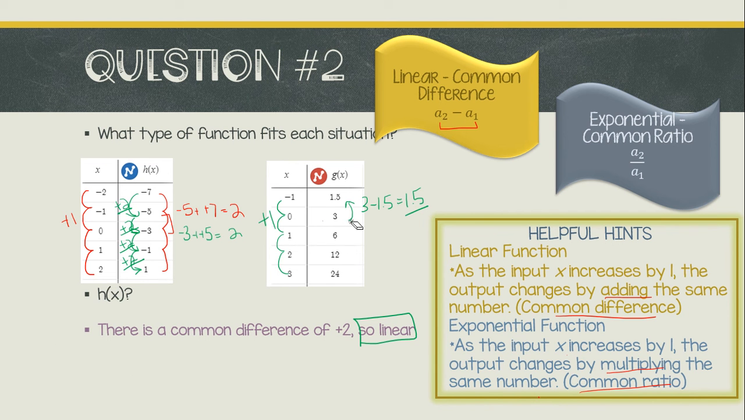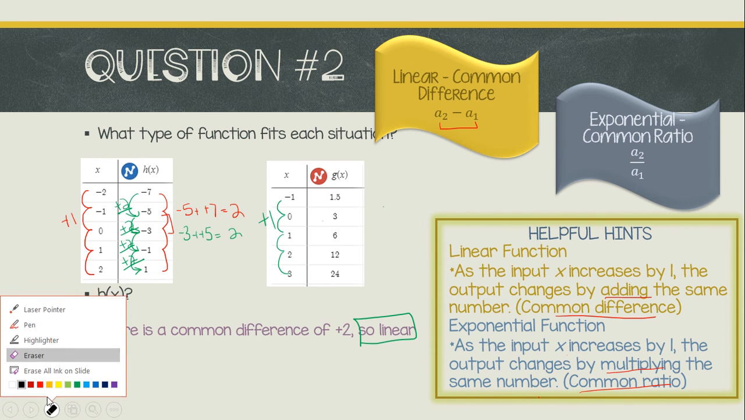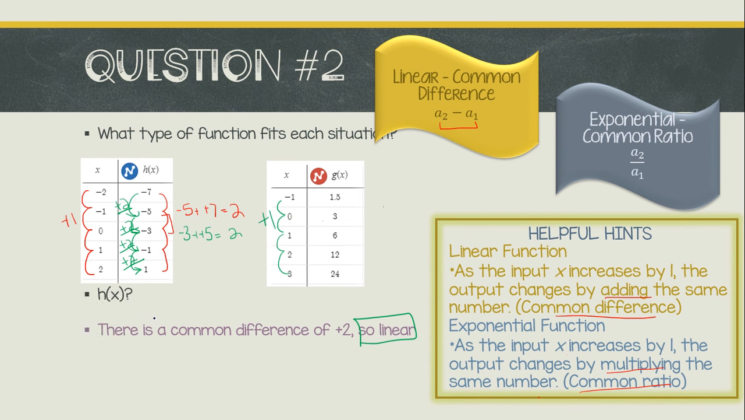But to make sure that it's going to be exponential, we can go ahead and test for that. So exponential has a common ratio. We're multiplying by the same value every time, and we take that second term and we divide it by the first term. So 3 divided by 1.5 gives me 2. So essentially what I'm doing is every time I'm multiplying by 2.